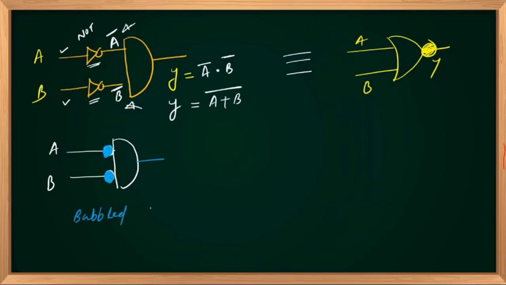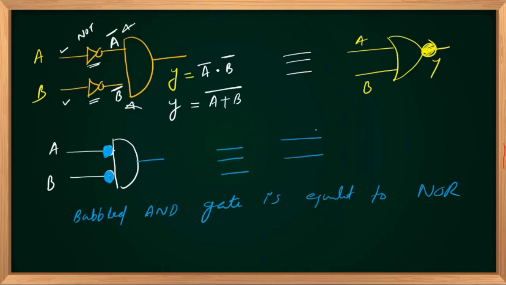Bubbled AND gate is equivalent to which gate? NOR gate, correct? So bubbled AND is equivalent to NOR gate. You please keep this in mind. Okay, clear? Equivalent to NOR gate. This is A or B the complement.